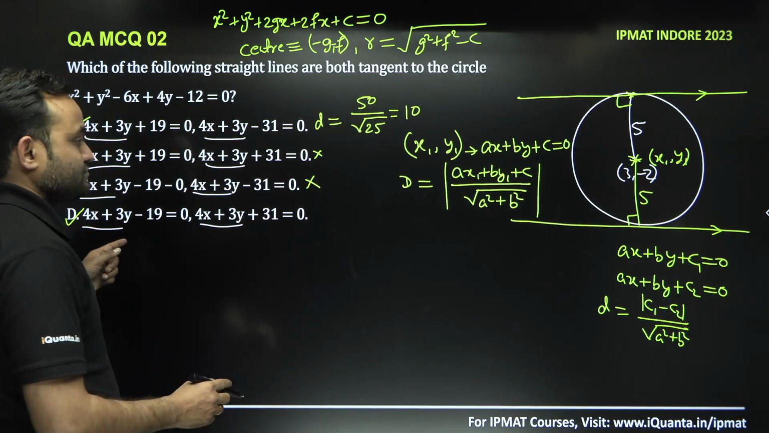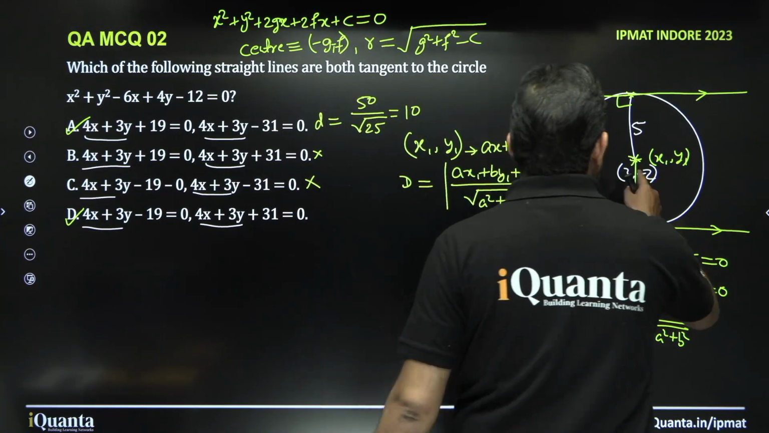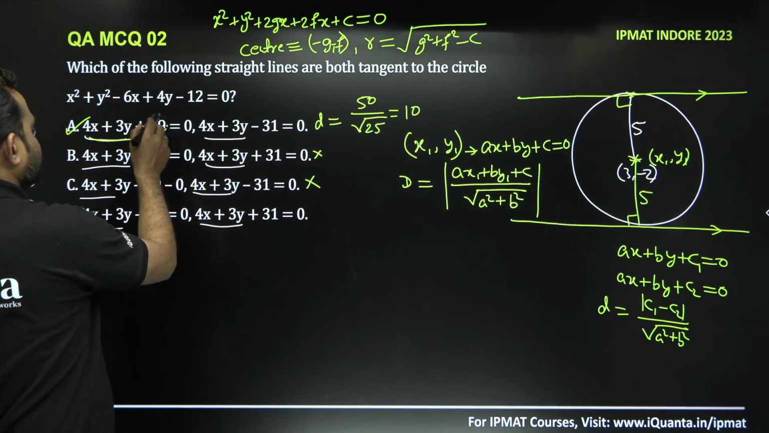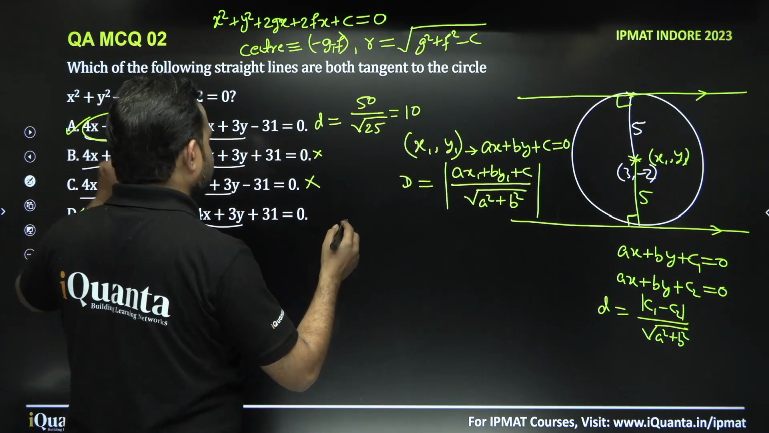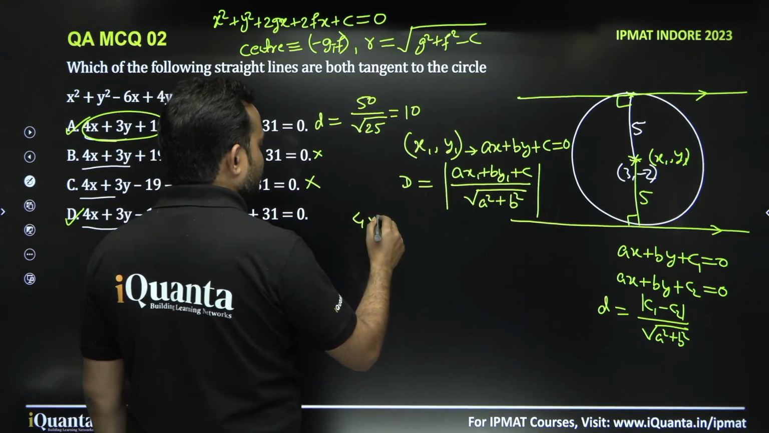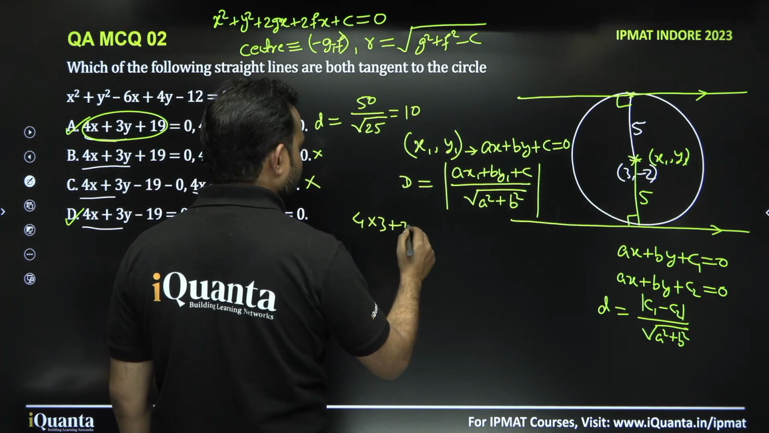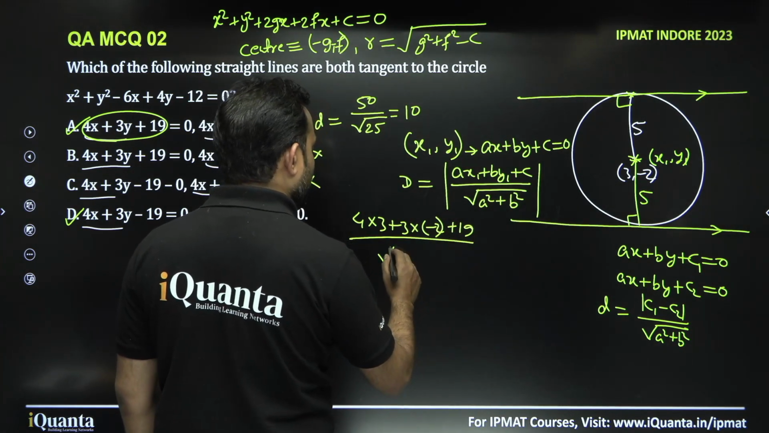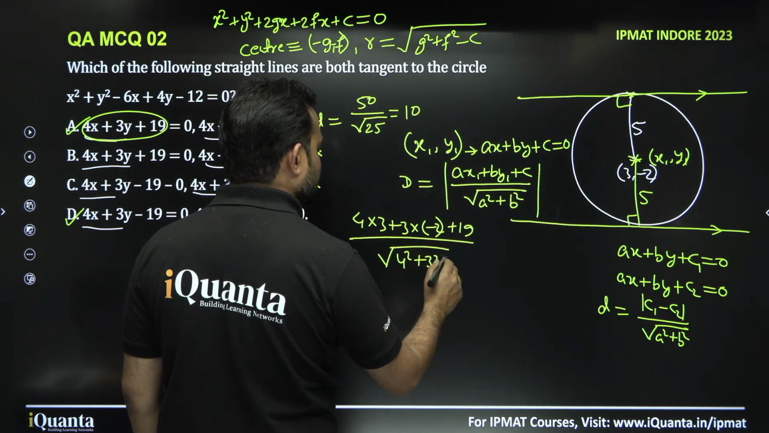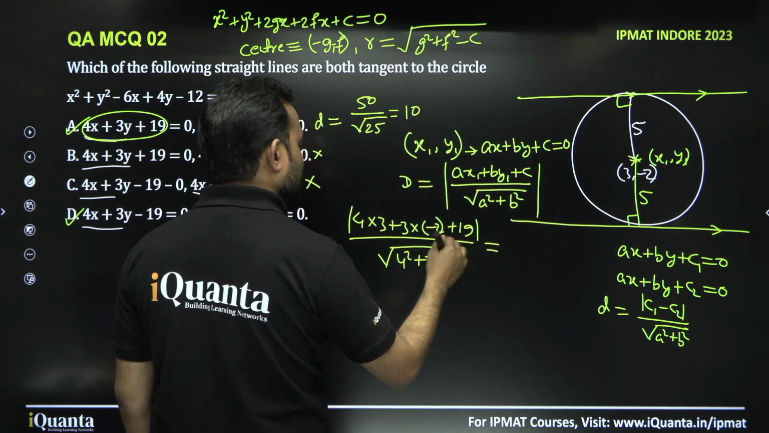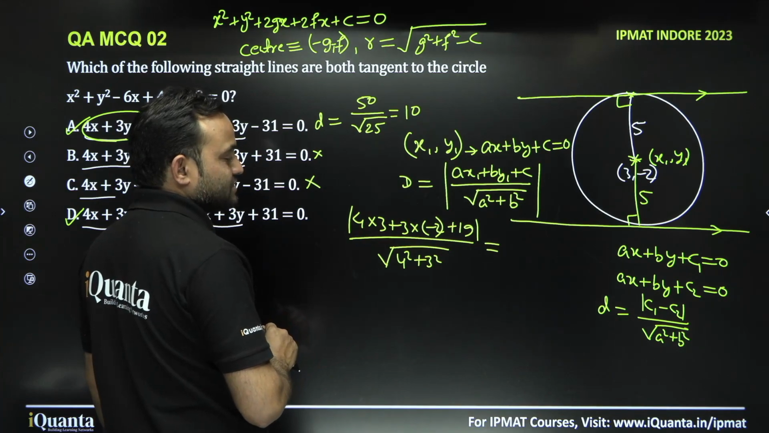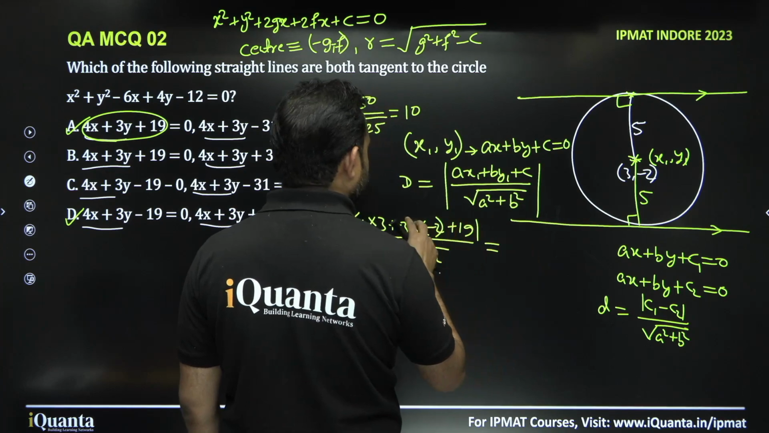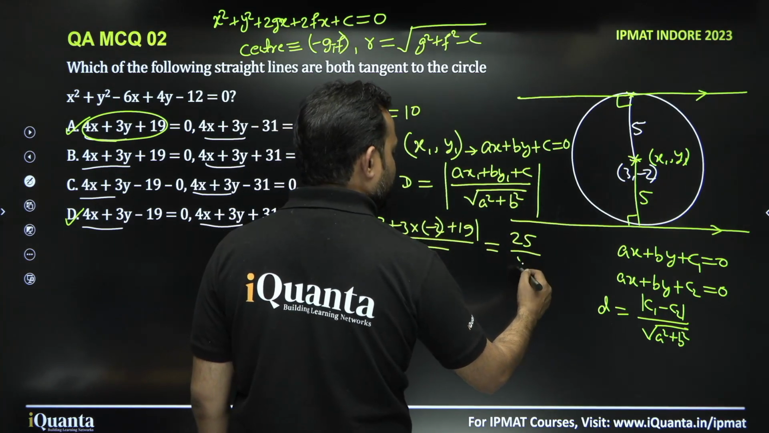Now if I put x is equal to 3 and y is equal to minus 2, let's check in this case. Is the distance 5 from the center? So 4 into 3 plus 3 into minus 2 plus 19 divided by square root of 4 square plus 3 square. So you can see that this value is 12 minus 6, which is 6 plus 19. So how much did we get? 6 plus 19, 25 upon 5.